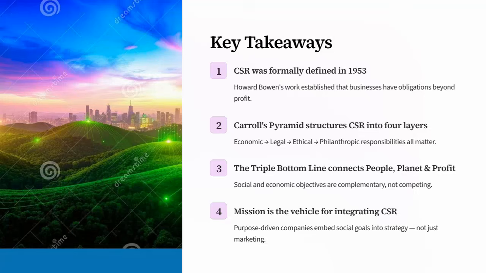The key takeaways are fourfold. CSR extends business responsibility beyond profit, beginning with Bowen's 1953 definition. Carroll's pyramid adds economic, legal, ethical, and philanthropic layers. The triple bottom line links people, planet, and profit. Finally, mission turns these principles into strategy rather than leaving them as marketing.